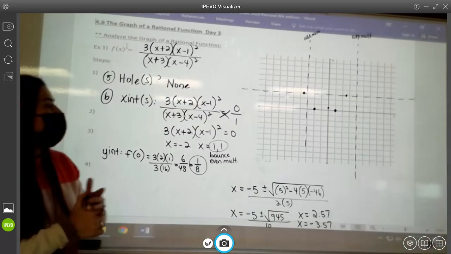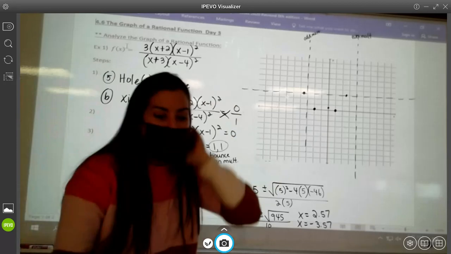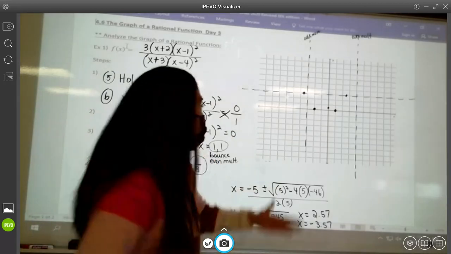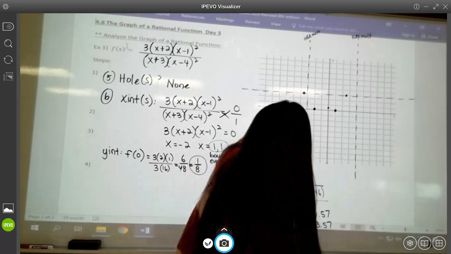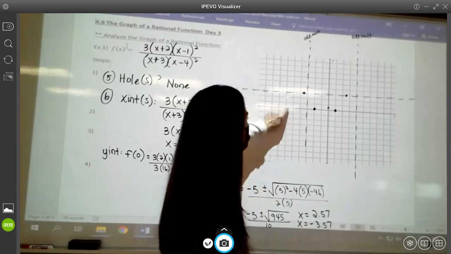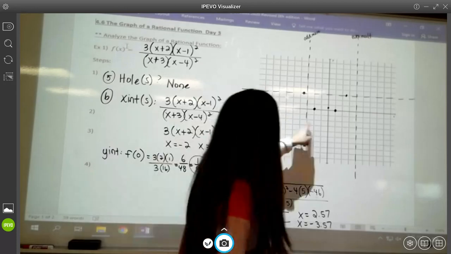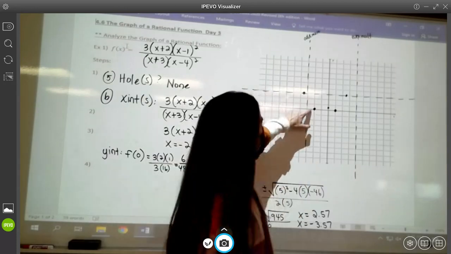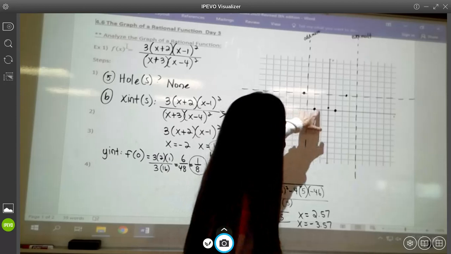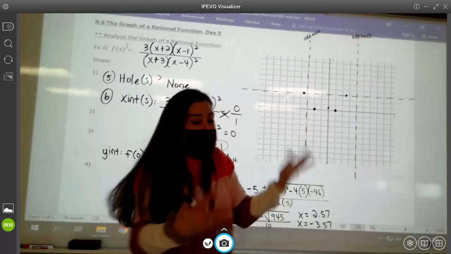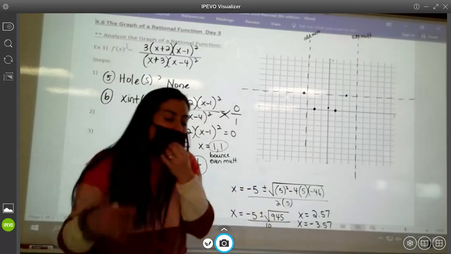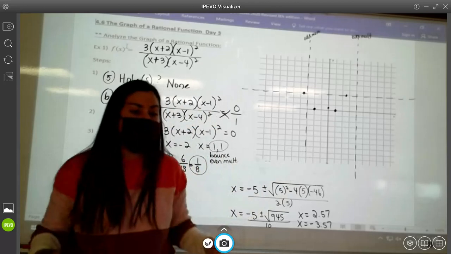Okay. From here on out, now you would be doing test points. I would suggest maybe plugging in -3, plug in -4, -5, -6. See where the curve is if you can't see it yet. You can plug in -2.5. You can plug in -1.5 or -1. Just start creating more points. I think we have enough to go off of where we shouldn't need to plug anything in.